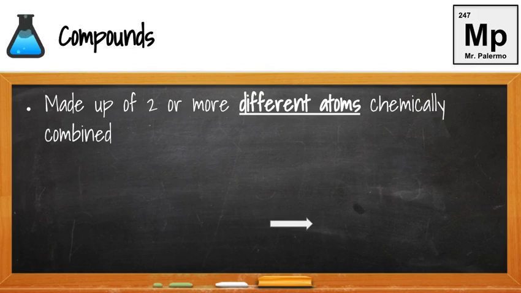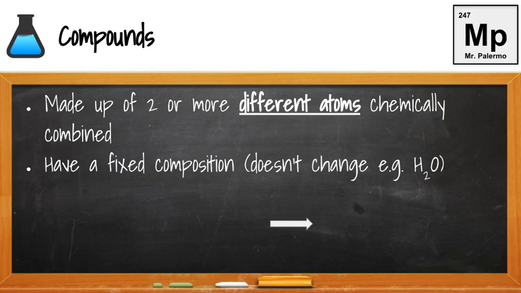Compounds, the word compound means two or more, are made up of two or more different atoms chemically combined. So we had our diatomic elements where there are two of the same types of atoms. Well, what makes a compound different is that they're different atoms put together. They have a fixed composition. What does that mean? It means that it doesn't change. So for example, water is H2O. It's never going to be anything else. It's not going to be HO, H3O. Those are different types of compounds. And so it's a fixed ratio or fixed composition.